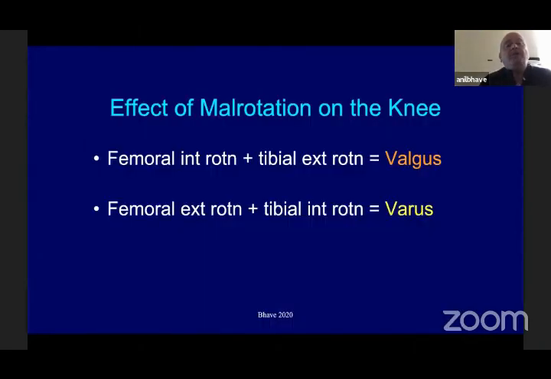So what we have seen, the effect of malrotation on the knee, is that femoral internal rotation and tibial external rotation produces a valgus moment on the knee, meaning that it's abducting the knee joint, while femoral external rotation with tibial internal rotation causes a more varus force on the knee or adduction force on the knee.